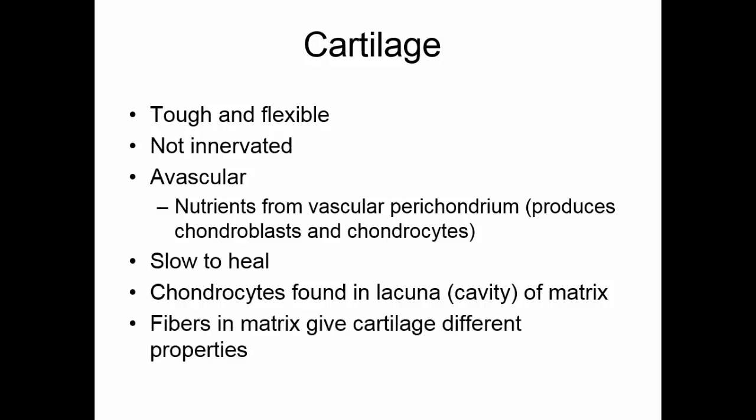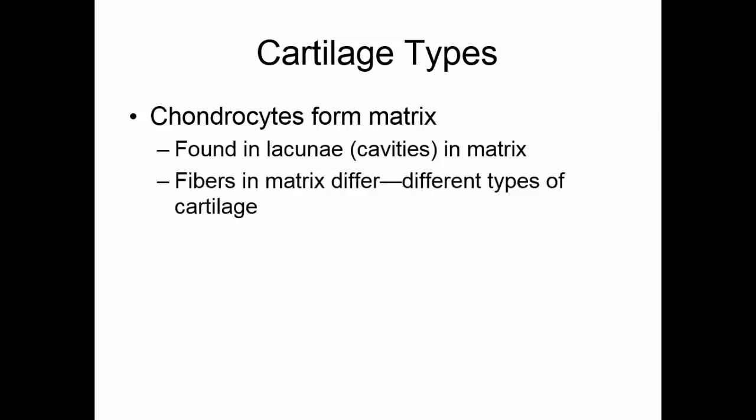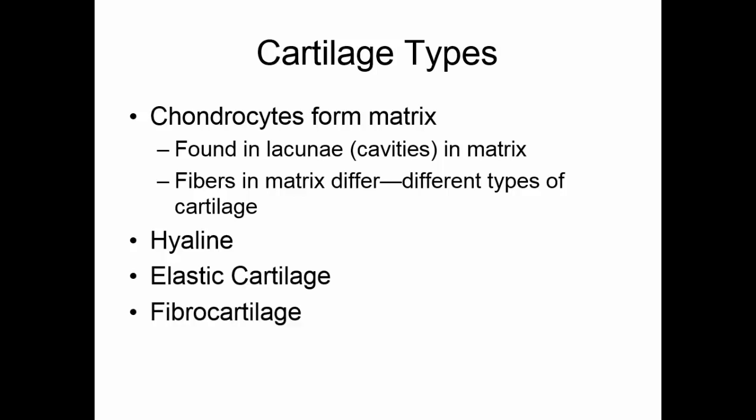The fibers in the matrix give the cartilage different properties. The chondrocytes help form and maintain the matrix. They're found in those cavities in the matrix, and they make different kinds of fibers. The type of fibers found in the matrix gives different cartilage different characteristics. There are three types of cartilage: hyaline, elastic, and fibrocartilage.